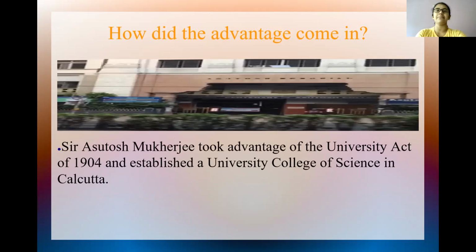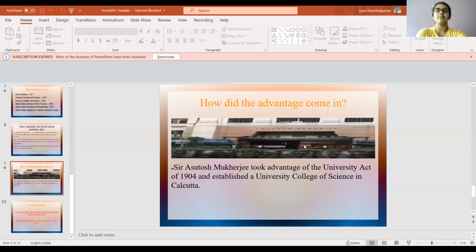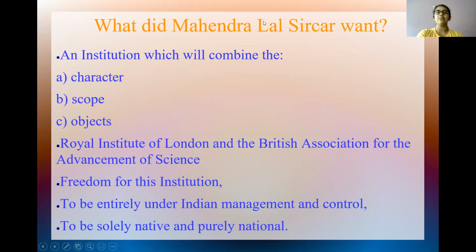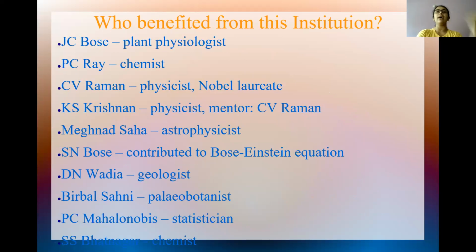Now you can't see this image clearly, but once I minimize it, you will be able to see it clearly. So now Sir Ashutosh Mukherjee, what he did was, so all of you understood what plant physiology is, and chemistry is, and physics is, and astrophysicists are, and paleology and botany are two subjects that cannot be ignored.